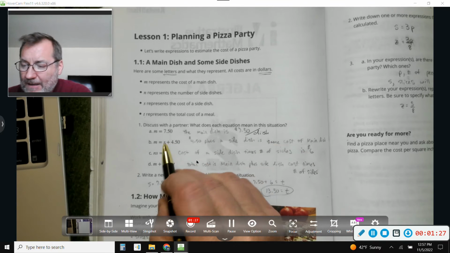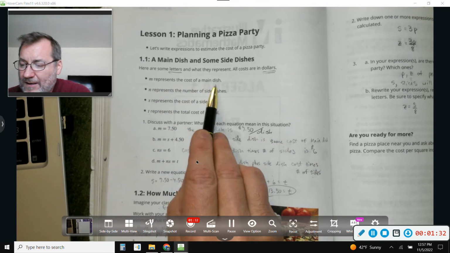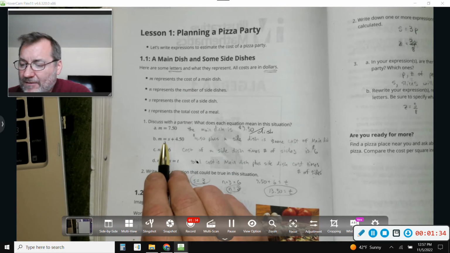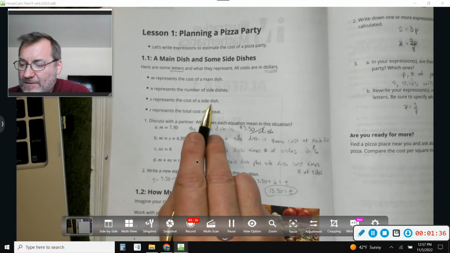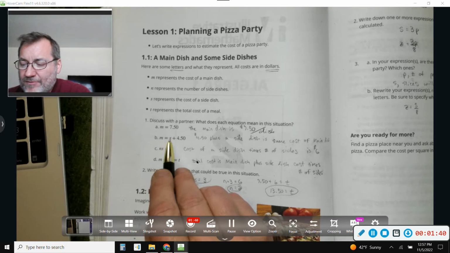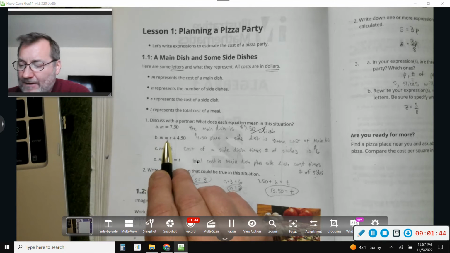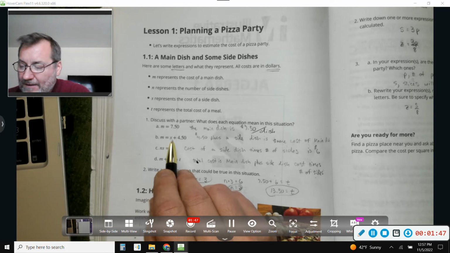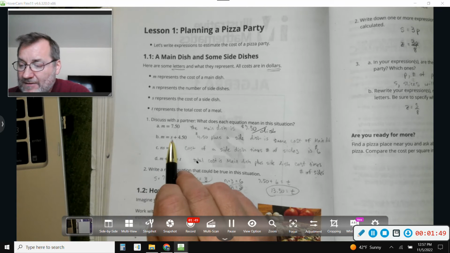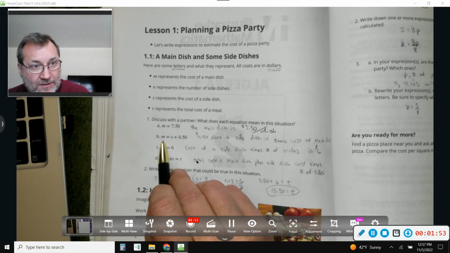All right. Now, when it goes down to here, M is the cost of the main dish, and it starts out here being equal to S, which is the cost of a side dish, plus $4.50. So what they're doing now is comparing the cost of the main dish and the cost of your side dish, and the difference being you have to add $4.50 to the side dish in order to get to the cost of the main dish.